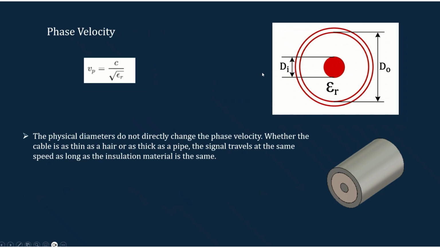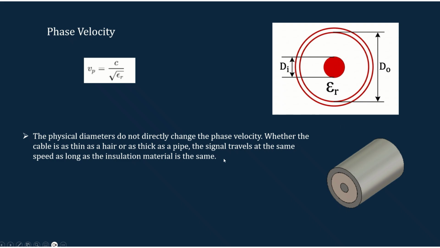Next, let's see what the phase velocity is, because we know that this coaxial cable contains some dielectric. It will have some phase velocity, and it can be given by the expression c by square root of epsilon r, because this phase velocity mainly depends upon this dielectric parameter. So it does not have any dependency on the diameters like Di or D0.